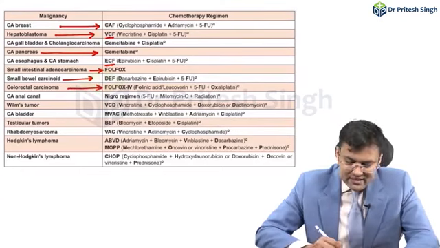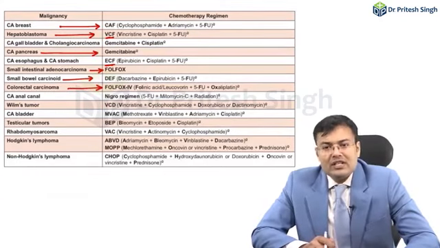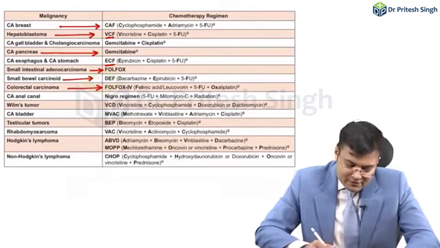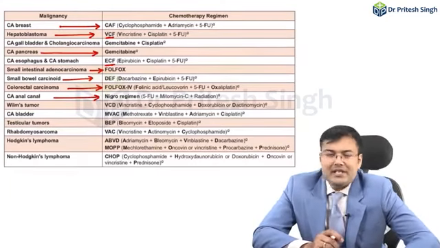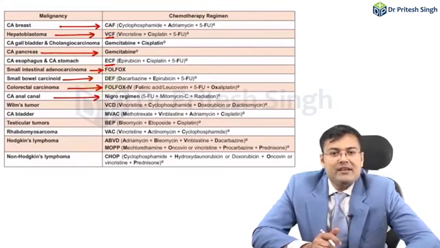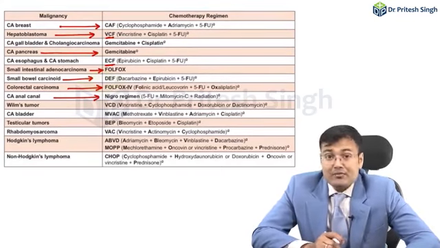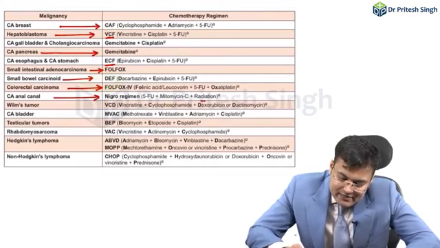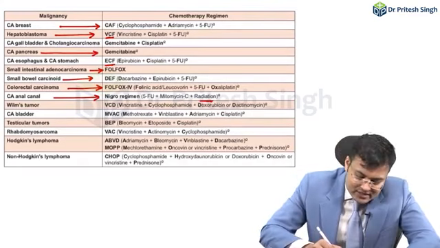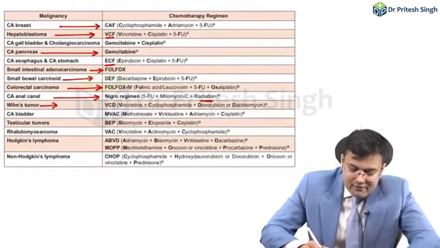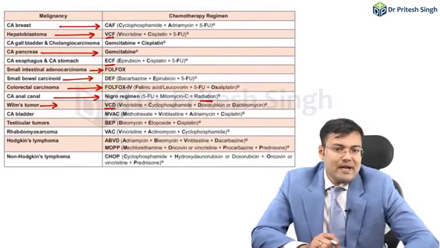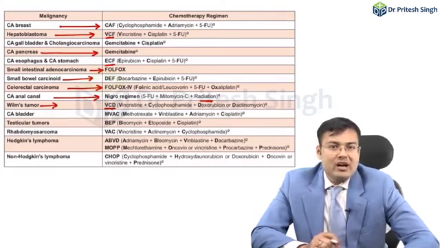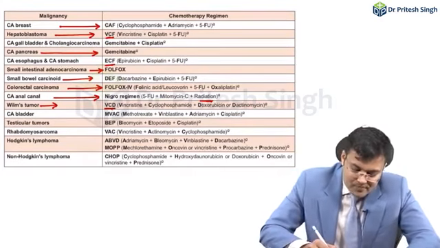For colorectal cancer, we give Folfox 4. The regimen is Folfox 4. For CA anal canal, it's the Nigro regimen, and that is chemoradiation. In chemotherapy, what we give? 5-fluorouracil plus mitomycin C, and after that, we give radiation. Now, this was the question: Wilms tumor, VCD regimen, vincristine, cyclophosphamide, doxorubicin, or dactinomycin.